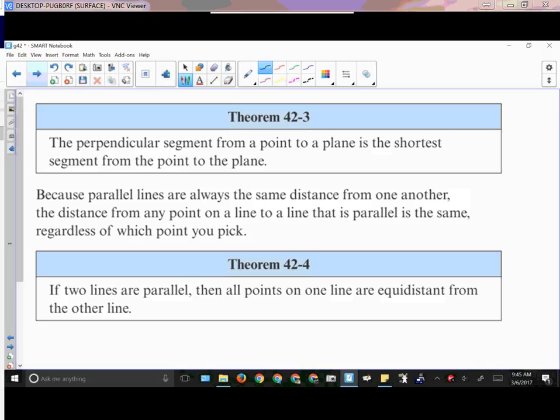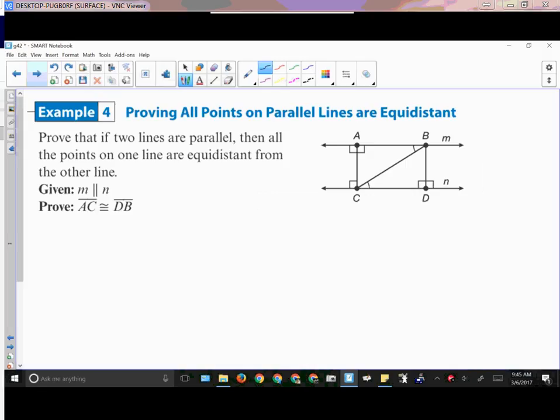So if two lines are parallel, then all points on one line are equidistant from the other line. So that idea we've talked about with being parallel. So let's say I want to go through and I want to prove that this is going to be the case here. I've got line M is parallel to N. So if I look at this, well, if I got parallel lines there, and I see that that is the same as that, so we've got angle ABC is supposed to be congruent to angle DCB. Why?